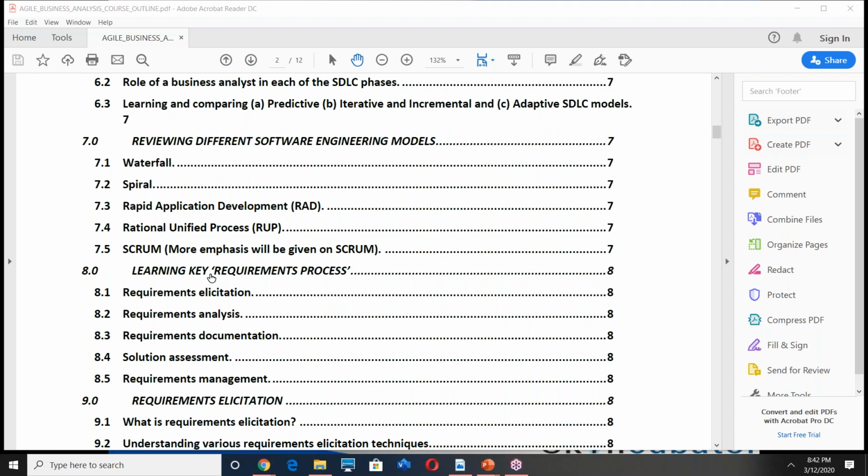Section 7 will talk about the different types of software engineering frameworks or SDLC frameworks. Starting with a waterfall, we'll go and talk about the spiral. Then the next one will be rapid application development, RAD, which is rational unified process, and Scrum. We'll put more emphasis on Scrum because that's what people ask for these days, and that's in demand. Since 2010, most of the projects, IT projects, have moved from different types of SDLC frameworks to Agile, and specifically within Agile, Scrum and Kanban. So we'll talk about Scrum and Kanban as well.